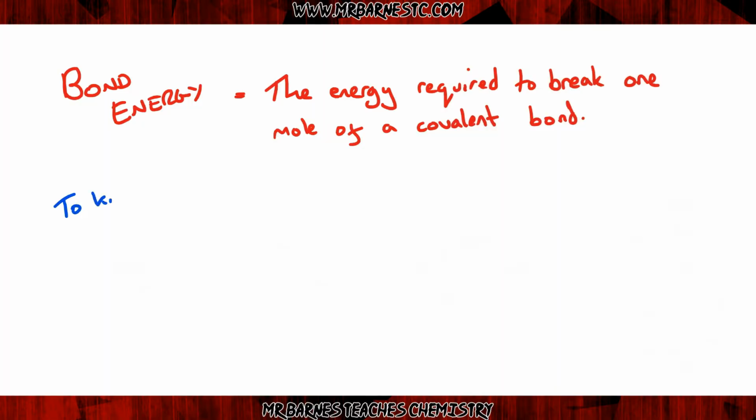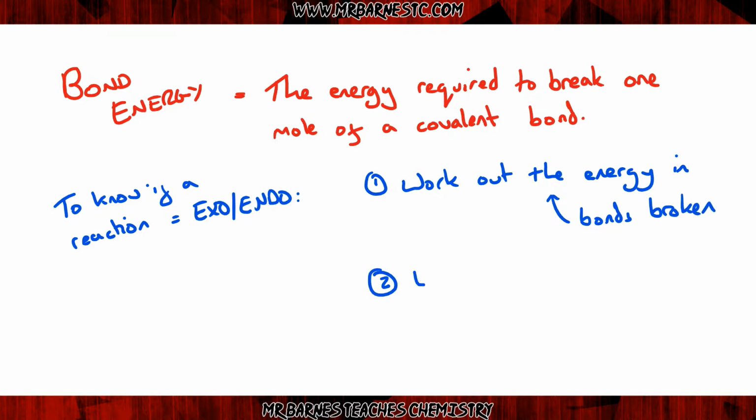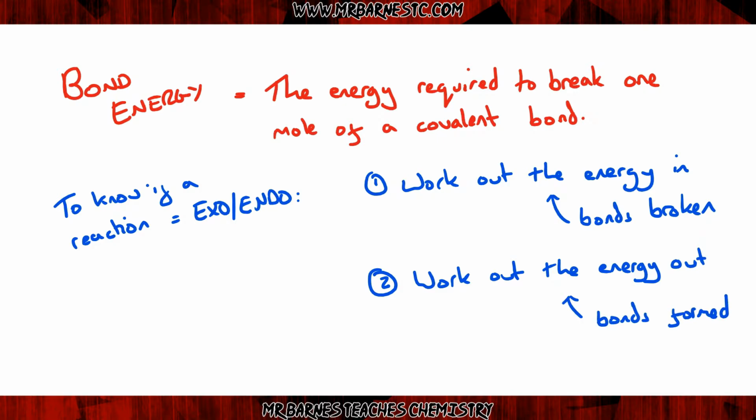So how can we use this to know if a reaction is endothermic or exothermic overall? There are 3 different steps that you need to be able to carry out. The first step is to work out the energy in, so that is how many bonds are broken, what is the energy of all the bonds broken. And then the second part is to work out the energy out, so that is all the different bonds that have been formed on the right hand side of your arrow.